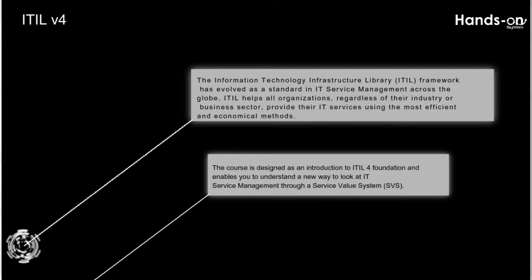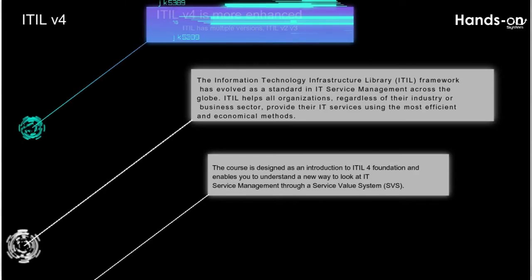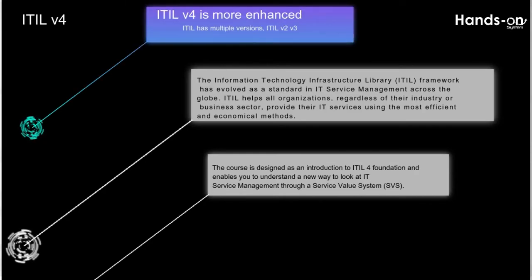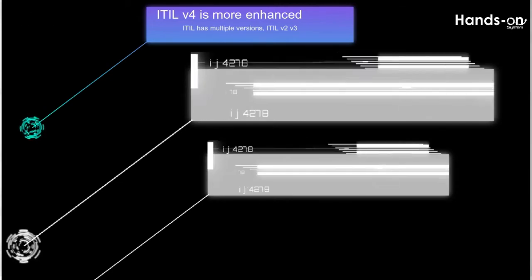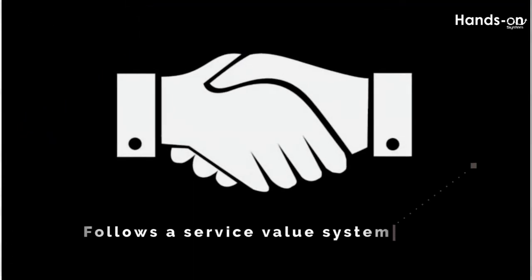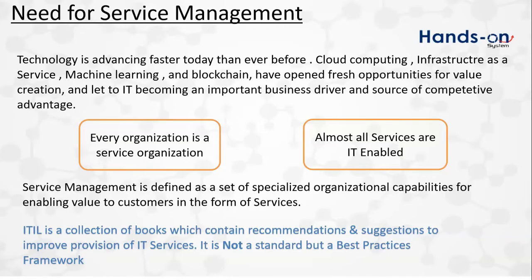ITIL is a collection of books which contain recommendations and suggestions to improve the provision of IT services. It is not a standard but a best practice framework. So what does it mean to not call this a standard? It means that ITIL says, if my practices and principles are implemented, an organization can think of better service management. It does not guarantee anything. It does not set a standard that these are my 10 written points and you have to follow them.